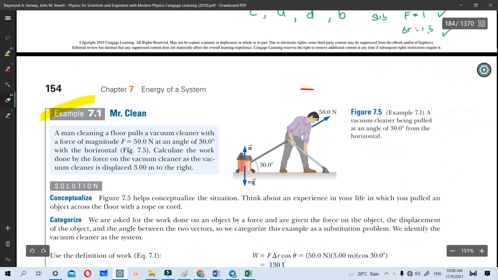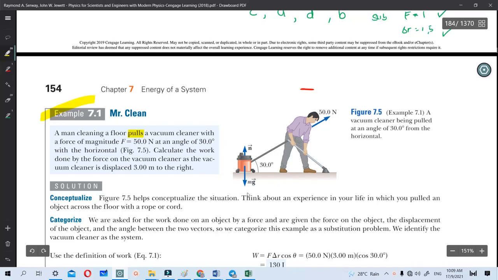Now, in example 7.1, Mr. Clean here, we will find that the vacuum cleaner is our object of interest. And the guy is the environment. So it would turn out something like this. Work is done by the man, because he is using his energy to pull the vacuum cleaner, and by pulling, the vacuum cleaner experiences displacement, and later on you will find that it's also going to experience changes in its own speed, right?